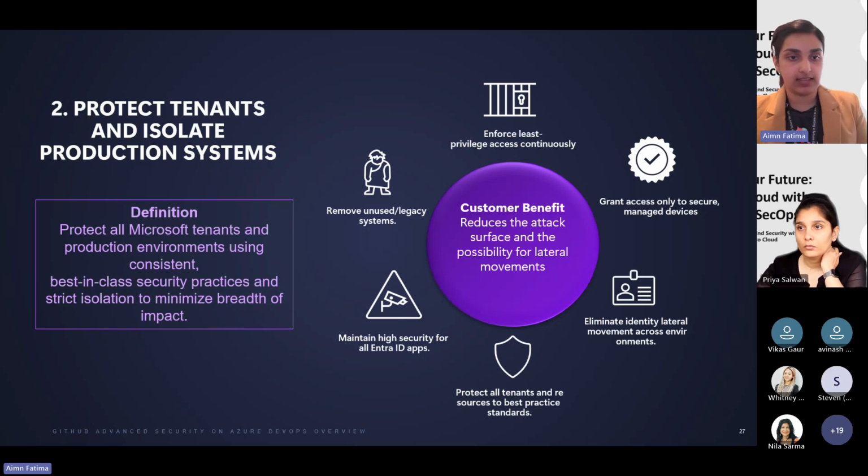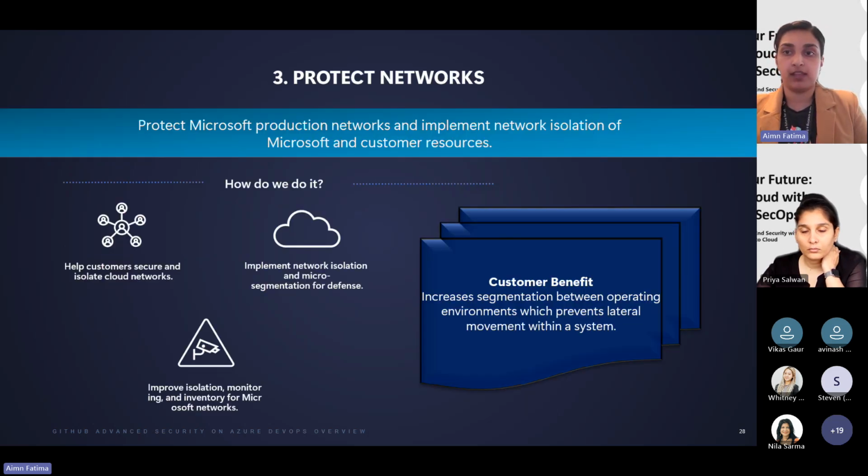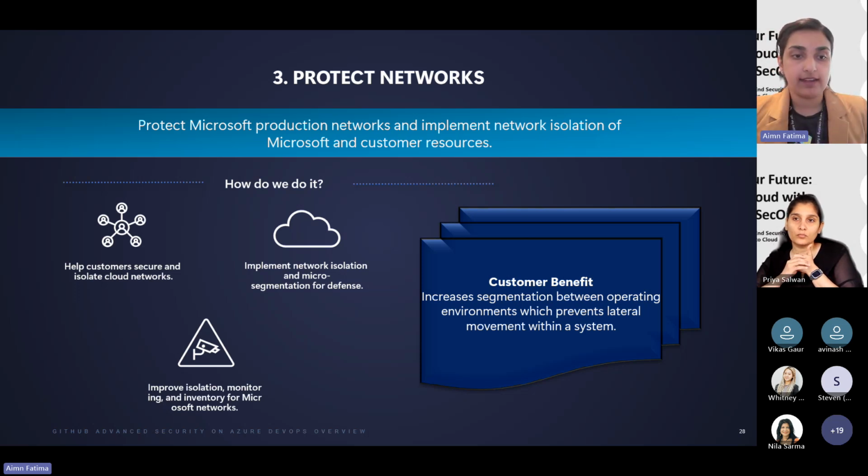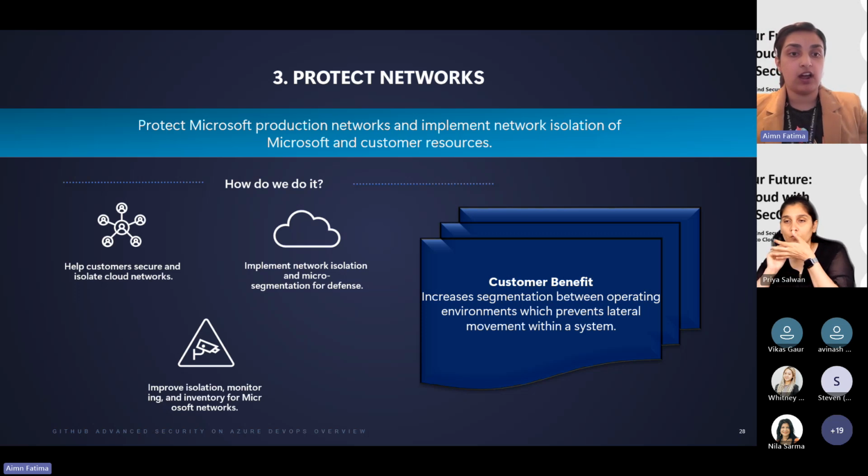The third pillar is protecting networks. So this focuses on implementing network isolation for both Microsoft and customer resources to strengthen security all across the board. And what is the customer benefit that it provides us? That increased segmentation between operating environments prevents lateral movement. So like I said before, lateral movement refers to techniques attackers use to move around inside of a network once they've gained that initial access. And by isolating different network segments, we add layers of defense that make it a lot harder for them to move around. And how do we do that?